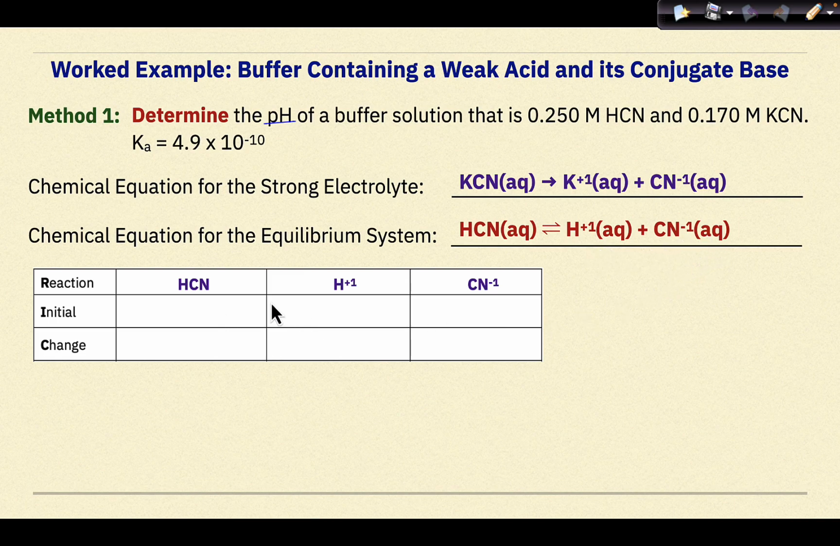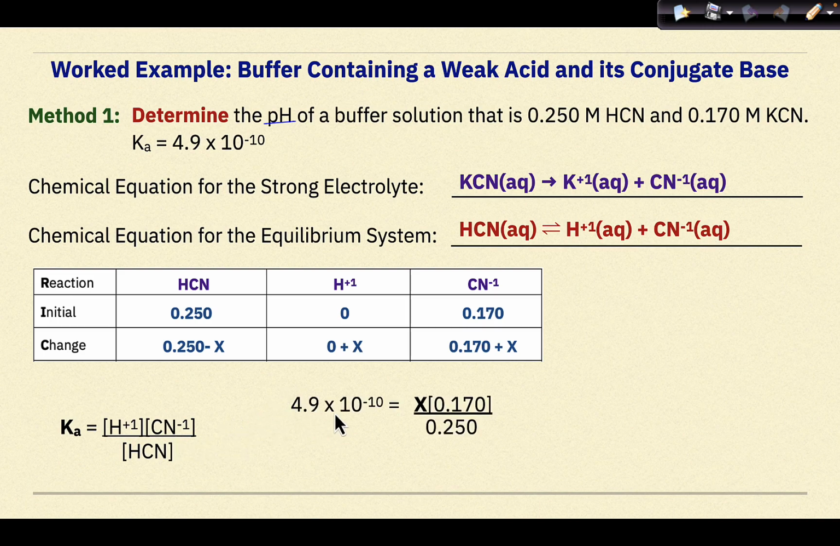So using our ICE table, initially we have a concentration of HCN of 0.250, no hydrogen ions, and our CN- concentration is coming from the strong electrolyte. Some amount of the HCN will ionize to form some amount of hydrogen ions and CN- ions. Here we are assuming that x is small based on our Ka value. Our next step is to write our equilibrium expression. Then we take the values from the stimulus and plug those in. So our Ka is 4.9 times 10 to the negative 10. We are solving for x, which is our hydrogen ion concentration.